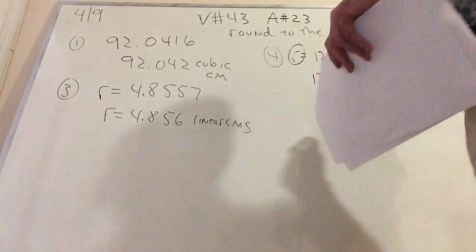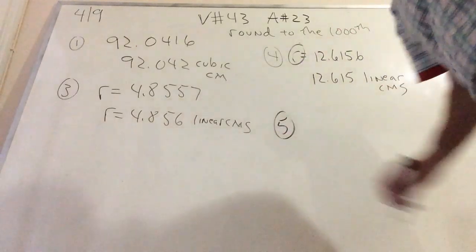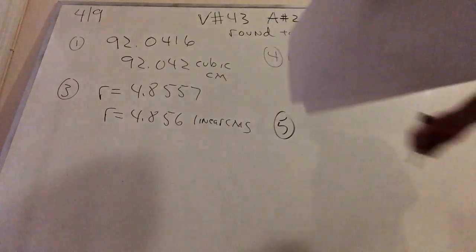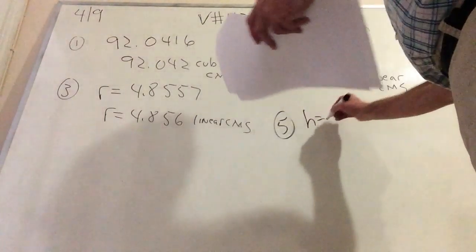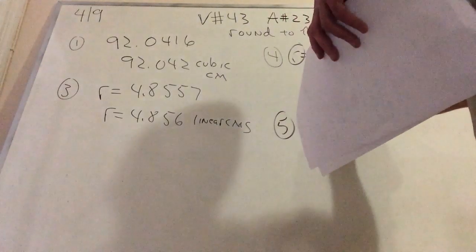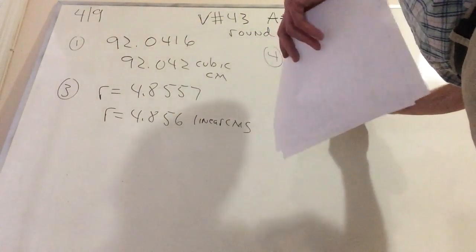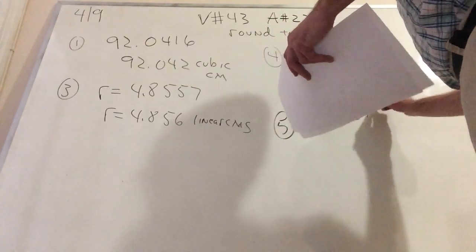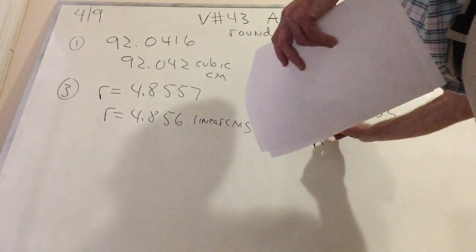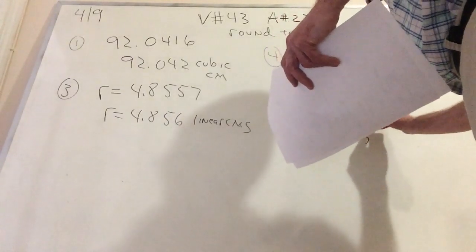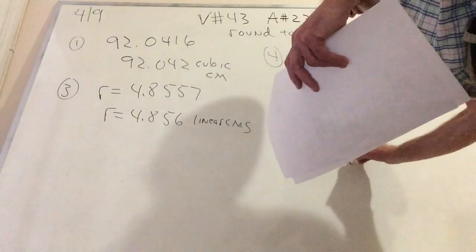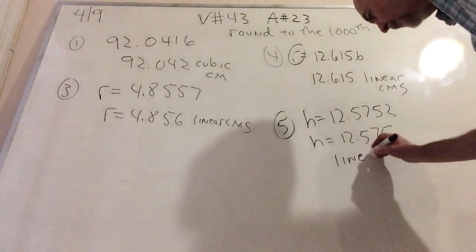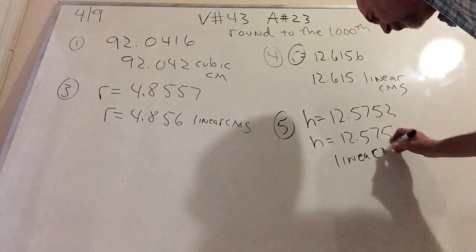Okay, and finally number 5, last but certainly not least, I was asked to find H, and when I put all the data in there, as I've done many times, I come up with 12.5752, and so H turns out to be 12.575 linear. And we use centimeters here as well. Yeah, linear centimeters. So there are your answers.